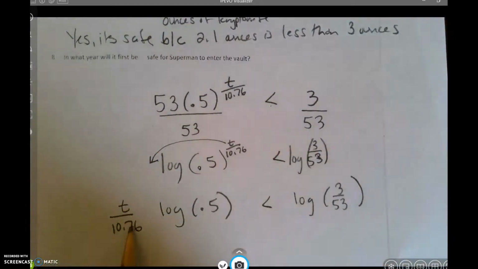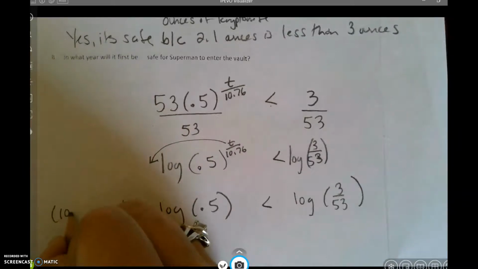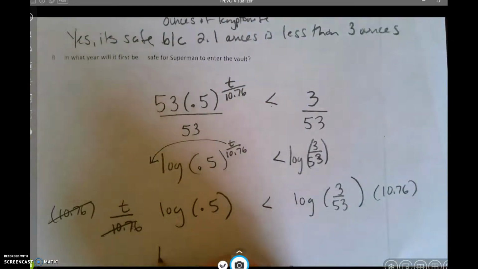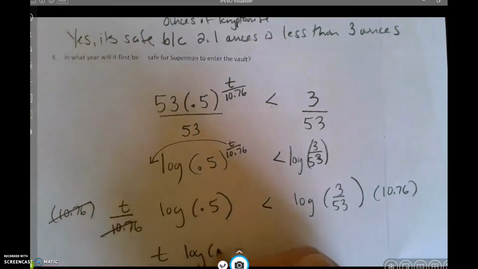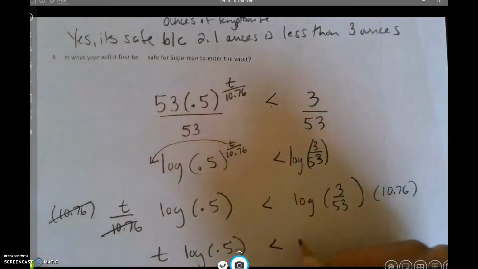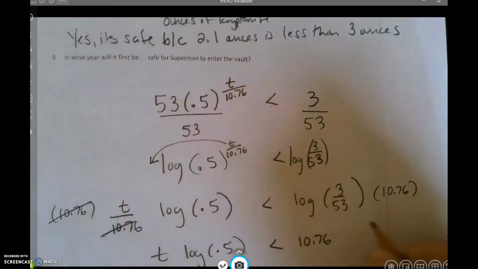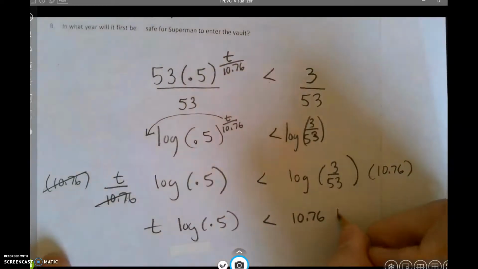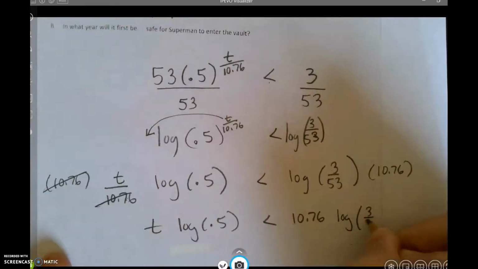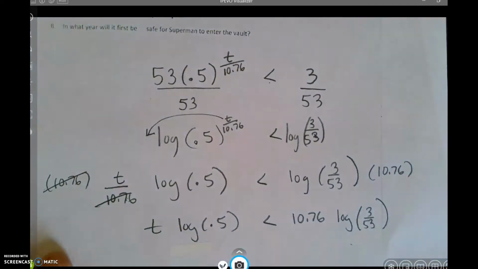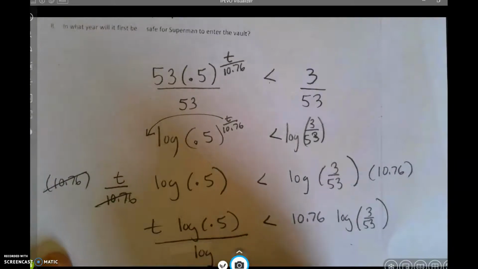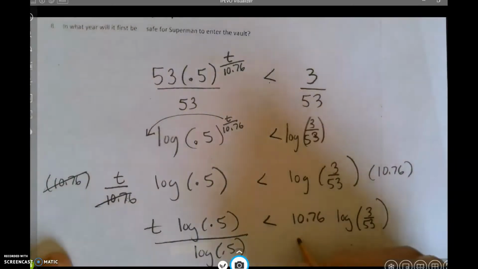I've got to get rid of this 10.76, so I'm going to multiply both sides by 10.76. I cancel here, and I get t times the log of 0.5 is less than, I'm going to put the 10.76 in the front so it doesn't look like it's part of what I'm taking the log of, 10.76 times the log of 3 over 53. Last thing I need to do, because I'm solving for t, is divide both sides by the log of 0.5.